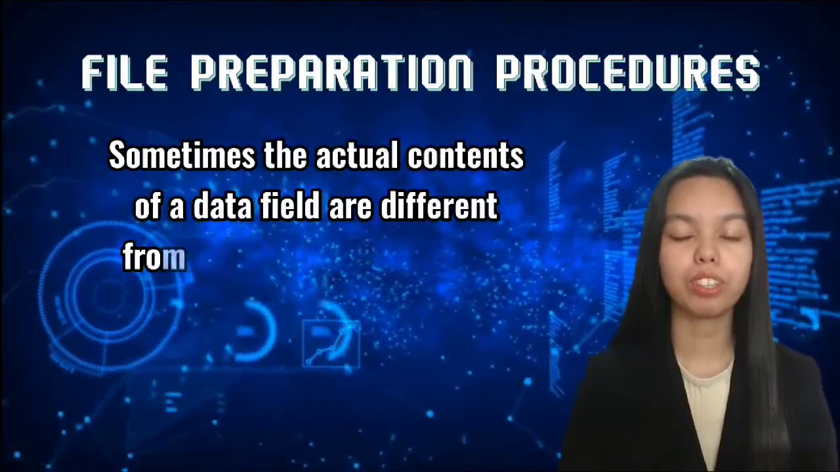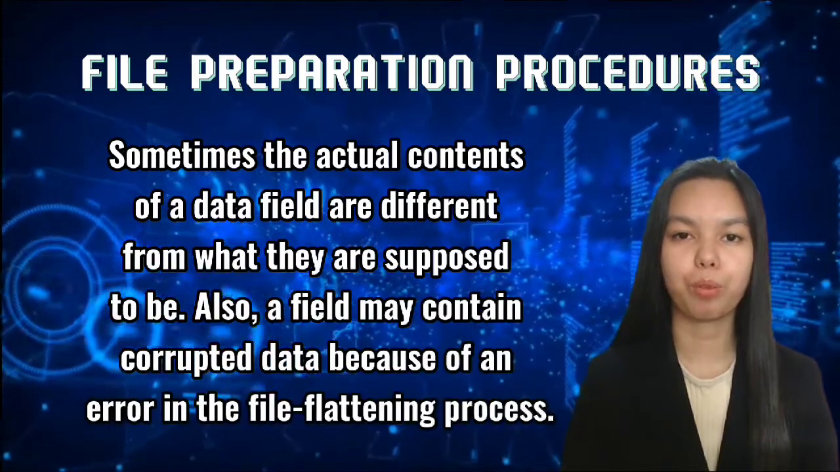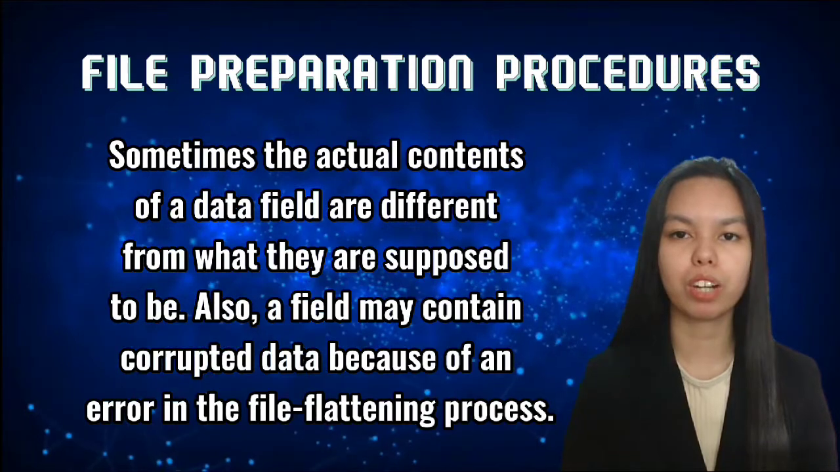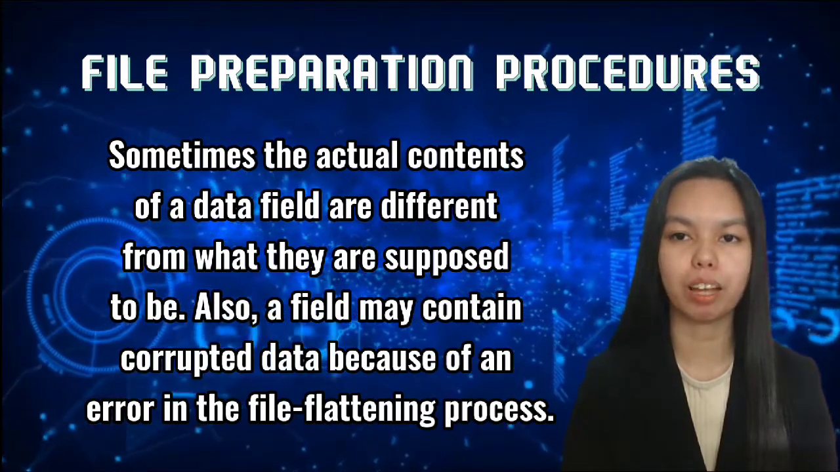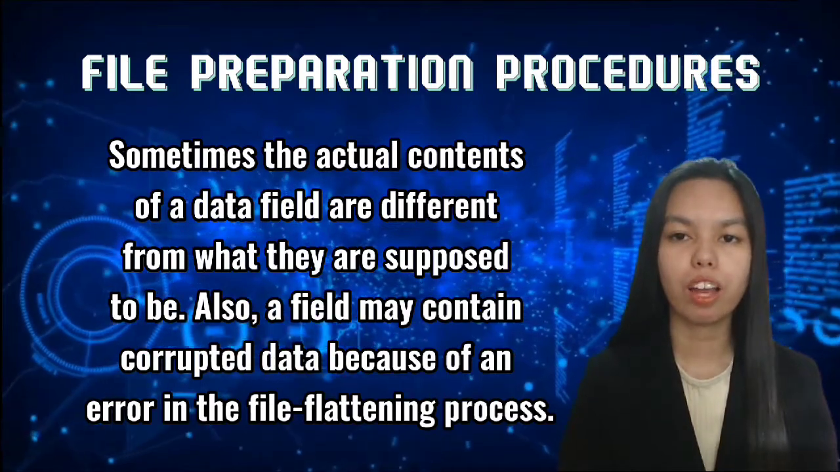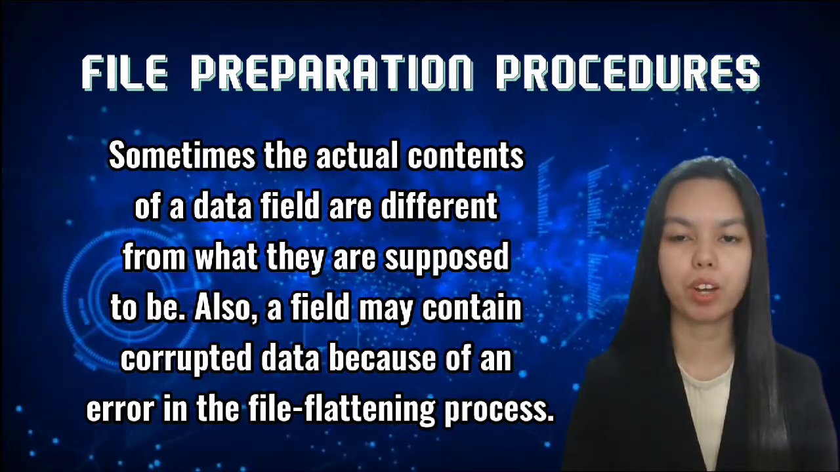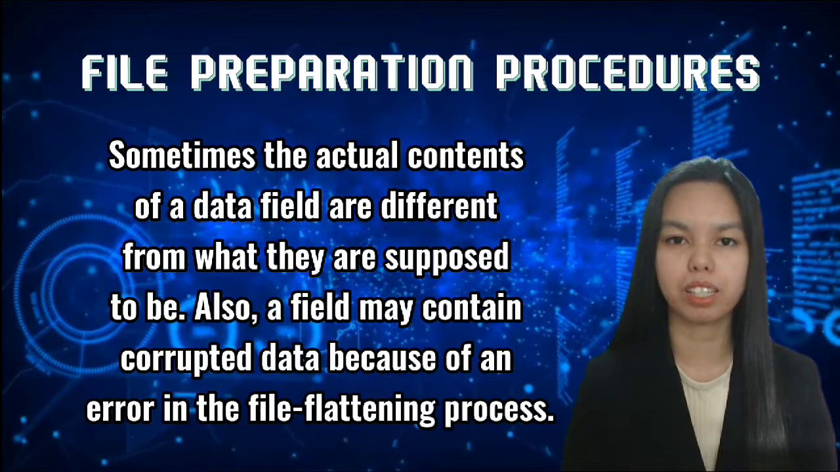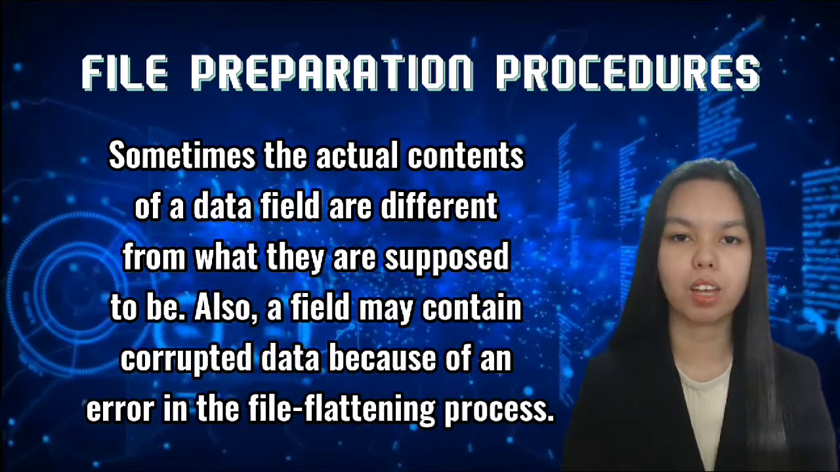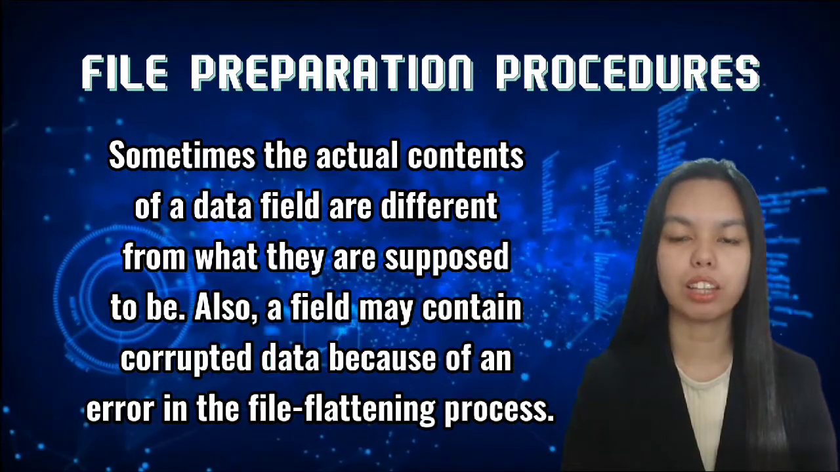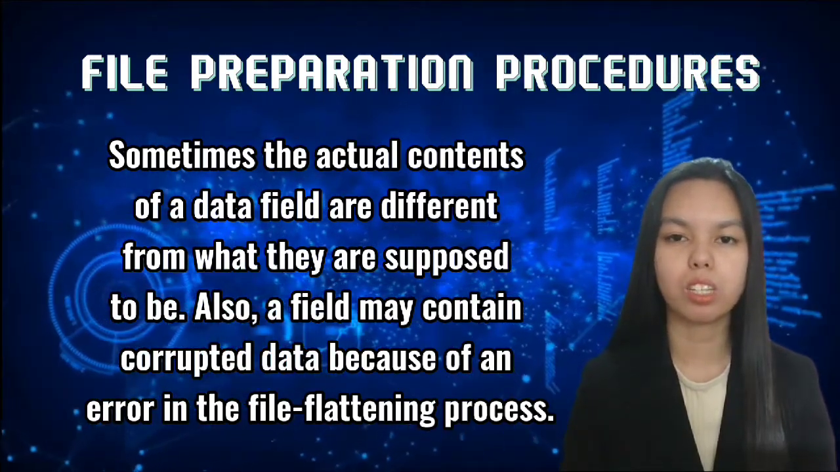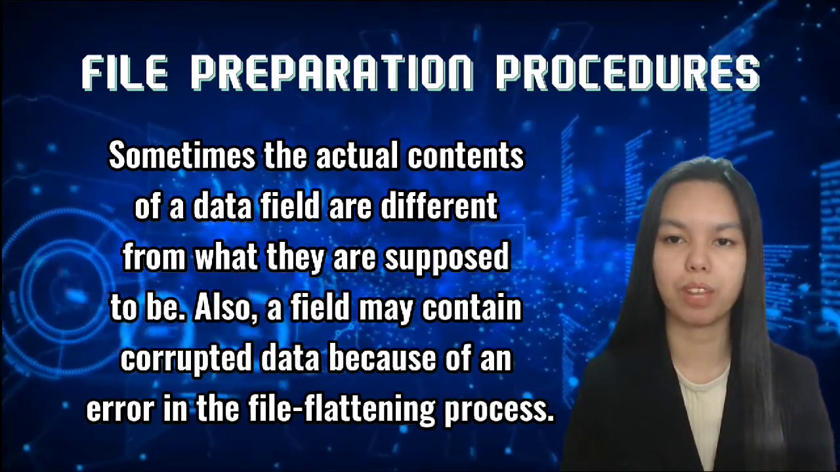Sometimes, the actual content of a data field is different from what it is supposed to be. For example, a numeric field in one or more records may contain alphabetic data because of a program error or a clerical mistake. Also, a field may contain corrupted data because of an error in the file flattening process. Whatever the cause, prior to performing any substantive test on a new file, it is important to validate its contents. Invalid data will distort the test result and may cause a system failure.